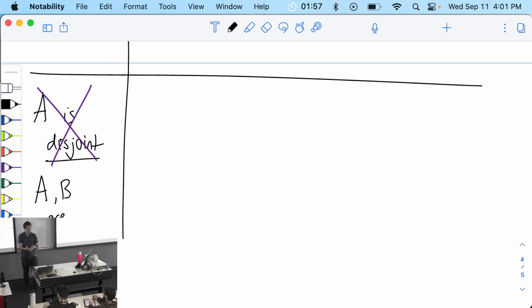So disjoint is a property. Any two sets, they either together are disjoint or they're not. Sometimes people will use it and they'll say, oh, I have 10 sets. They're disjoint. They mean any two of them are disjoint. So it's something that happens to pairs of people.